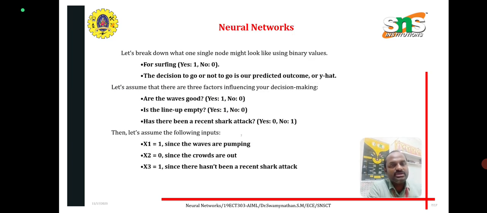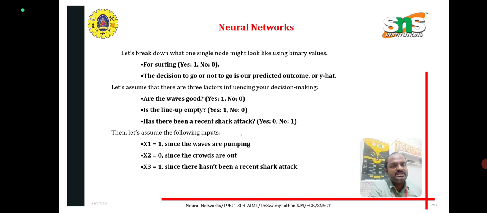For the neural network, we will take an example of surfing. For example, yes means 1 and no means 0, like a probabilistic variable. The decision goes either to 1 or 0. Again, if all the waves are good, that means yes and 1. And is the line up empty, yes or no.